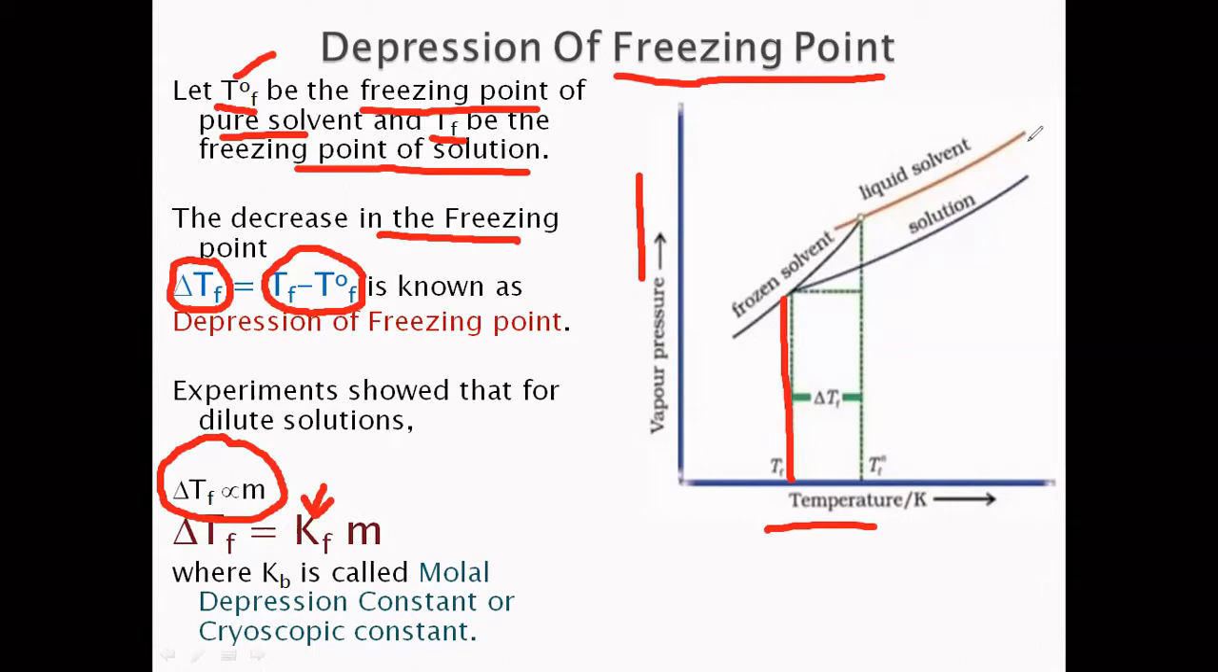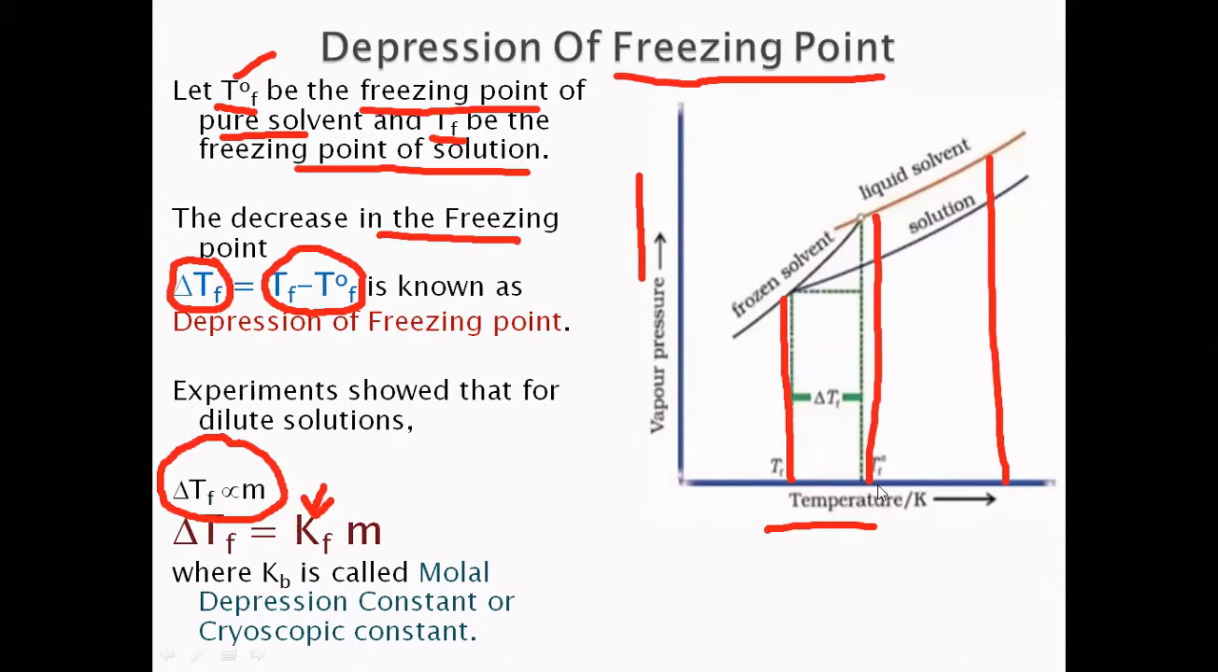If we look at the liquid solvent, at this temperature there is some vapor pressure of liquid solvent, but this vapor pressure is not equal to the vapor pressure of its frozen state. If we keep on decreasing temperature, it means we start moving in the direction of the origin. So we see there is a temperature represented by T0F. At this temperature, the vapor pressure of liquid solvent becomes this much, and that's where this frozen solvent line is touching this liquid solvent line. What does that mean? It means the vapor pressure of frozen solvent at T0F is equal to the vapor pressure of its liquid solvent. That is the reason T0F becomes the freezing point of solvent. And the difference between them is the depression of freezing point, which is represented by delta TF.